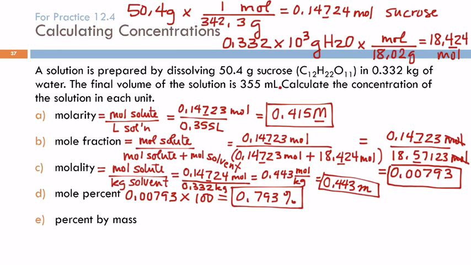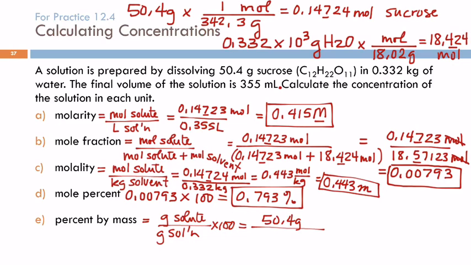Okay, percent by mass. What does that mean? Yeah, grams of solute divided by grams of solution. And it's percent, so times 100. Well, what's the mass of the solute? Oh, it gave it to us, 50.4 grams. What's the mass of the solution? 332 grams. No. 332 grams is the mass of the solvent. You have to add the mass of the solute.